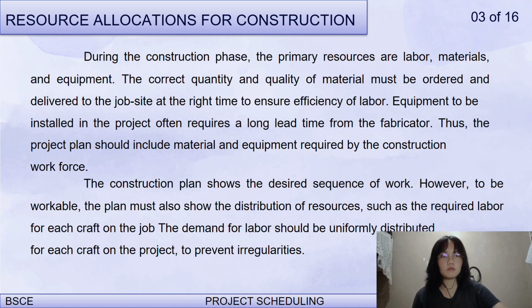The construction plan shows the desired sequence of work. However, to be workable, the plan must also show the distribution of resources, such as required labor for each craft on the job. The demand for labor should be uniformly distributed for each craft on the project to prevent irregularities.